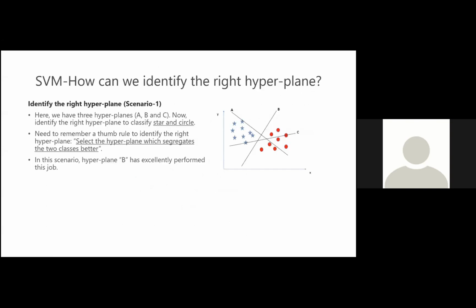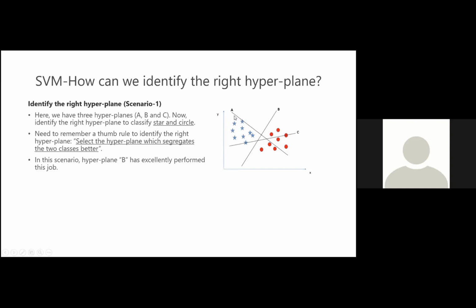There are some interesting scenarios in SVM as well. Here we have 3 hyperplanes, A, B, and C. I'll explain how SVM decides the right hyperplane. This is the most simplistic case. The goal is to classify the star and the circle. Here, this is a star and this is the circle which I'm referring to.